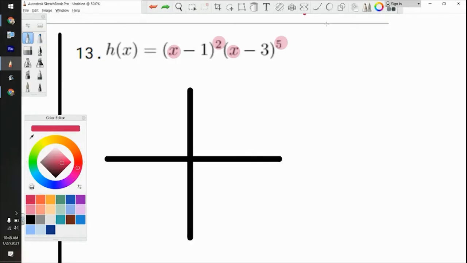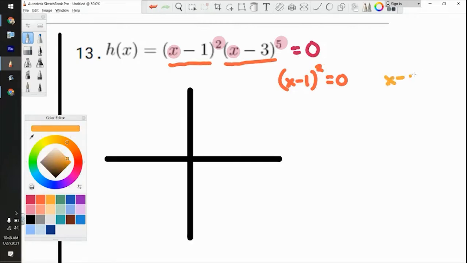Okay, here we go. So right now we know the direction it's pointing and how many turns it could possibly have. Let's try to solve this equal to 0 and find the x-intercepts. If you remember, what you do for setting it equal to 0 is you set each of the factors equal to 0. So we're going to set x minus 1 squared equal to 0, and you should get 2 answers to that because the power is 2. And we're going to set x minus 3 to the 5th power equal to 0, which should give you 5 answers because it's a fifth power.